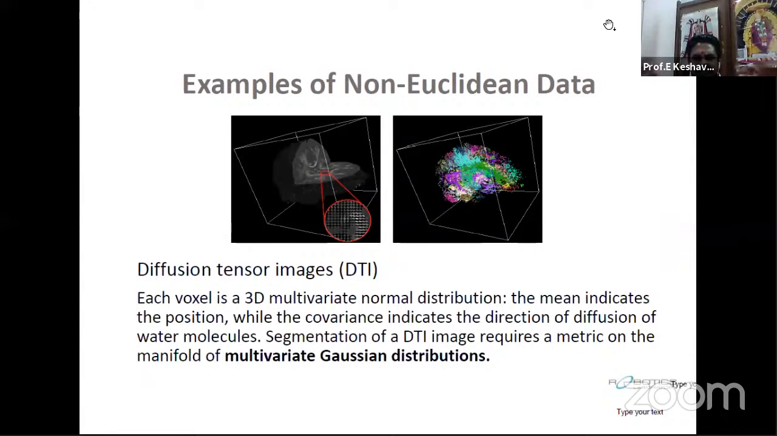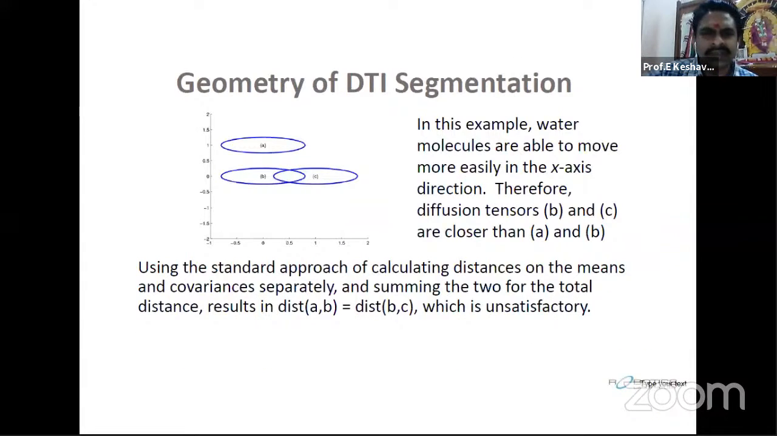Examples of non-Euclidean data: diffusion tensor imaging, DTI, is one of them. In DTI, each voxel is a 3D multivariate normal distribution. So multivariate Gaussian distributions are involved in this. This is the geometry of DTI.